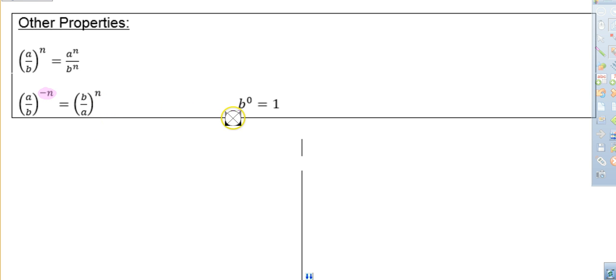Now the last exponent property that we need to remember, b to the power of 0 is equal to 1. Okay, so that works for any base except for, b cannot be 0. 0 to the power of 0 is kind of one of those undefined things. But anything else to the power of 0 is equal to 1. And again, I'd like to talk more about that in class.